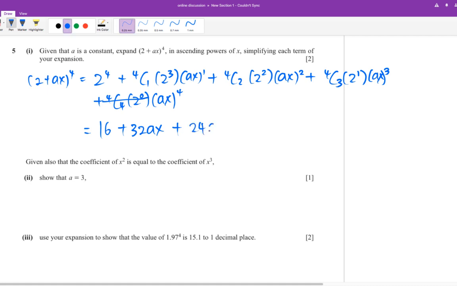So you get 24a squared x squared, plus the next term, which should be 4 times 2 times a cubed, so it will be 8a to the power of 3 x to the power of 3. The last one is a to the power of 4 x to the power of 4. This is just the formula. You just apply the formula, and you should be able to get the expansion.